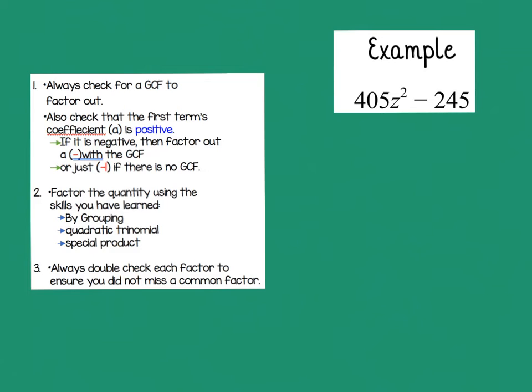All right, so again, we need to check for the GCF and check to see if the first term is positive. So therefore, what would we do here? We would factor out a 5. We would not factor out negative 5 because the first term is positive. So the only time we need to worry about factoring out a negative is when the first term's not positive, okay? So once we factor out the 5, it would give us 5 times the quantity, 81z squared minus 49.